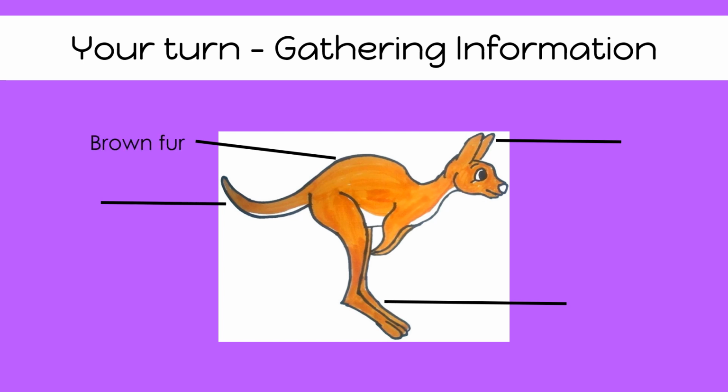Brown fur. I've chosen to draw a brown kangaroo. Pointy ears, long tail, and long legs. So those actually were the things that I had written on my gathering information chart before in the appearance section, and I didn't have to do any other extra research for that. I just took that information and I used it to label the different parts of the kangaroo's body.